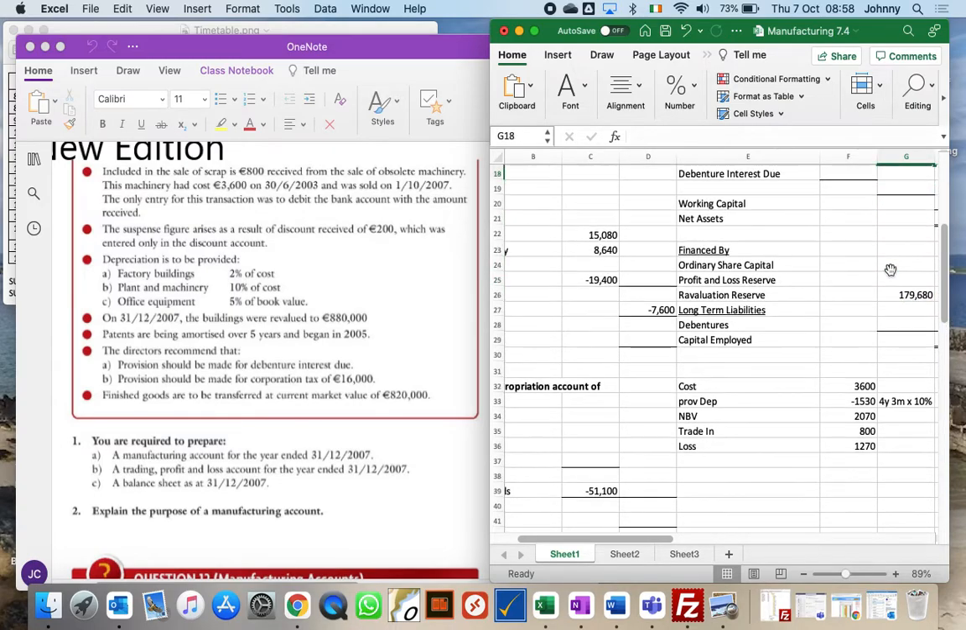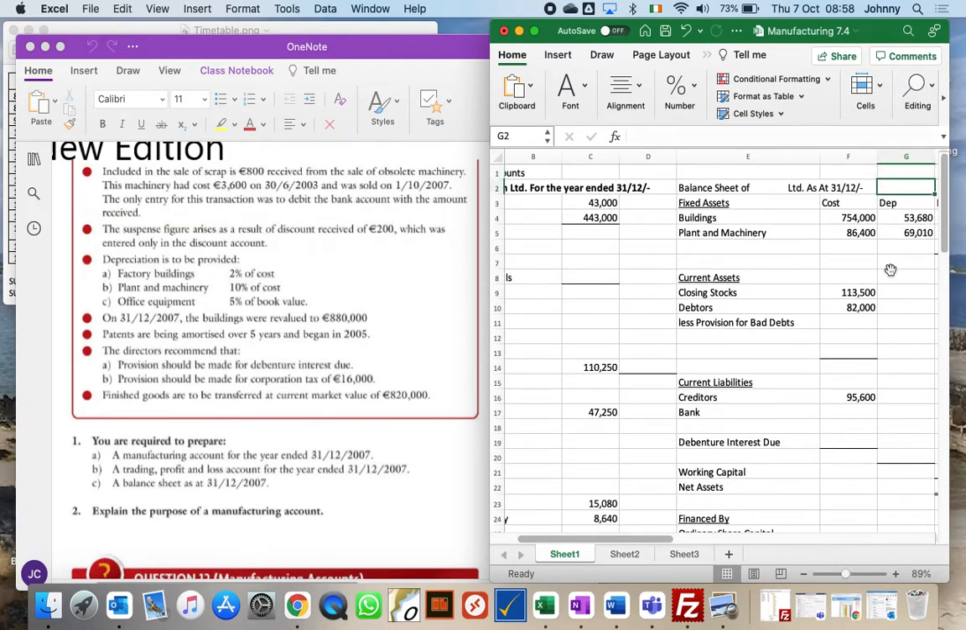And now land and buildings can go up to the new figure. We'll have 0 depreciation because we've cancelled that. We'll put that into revaluation reserve. And the new figure for land and buildings is 880. Ethan, is that right? You remember doing that before?